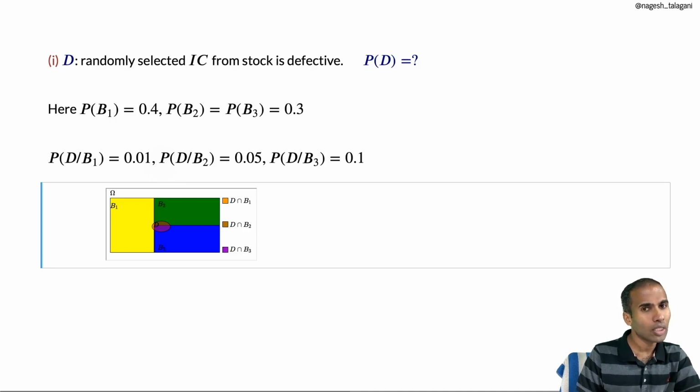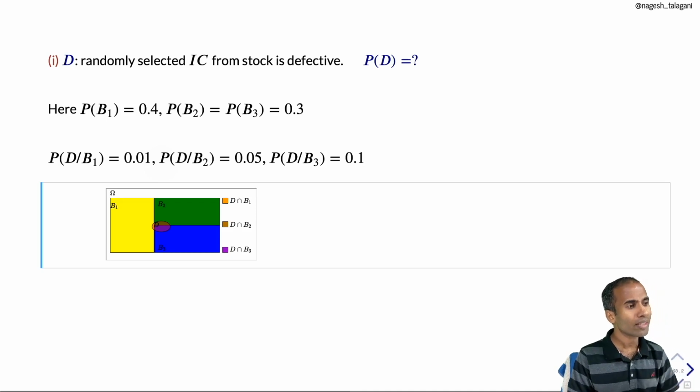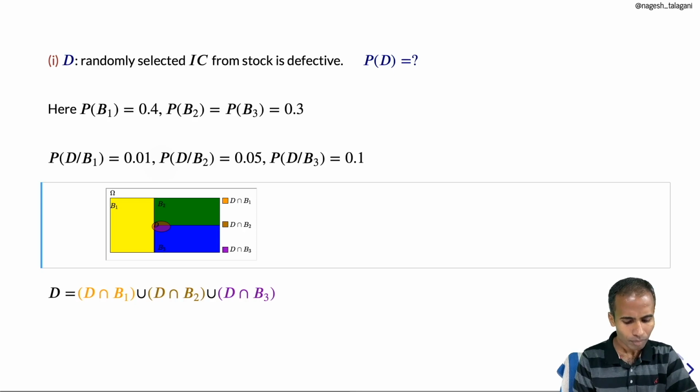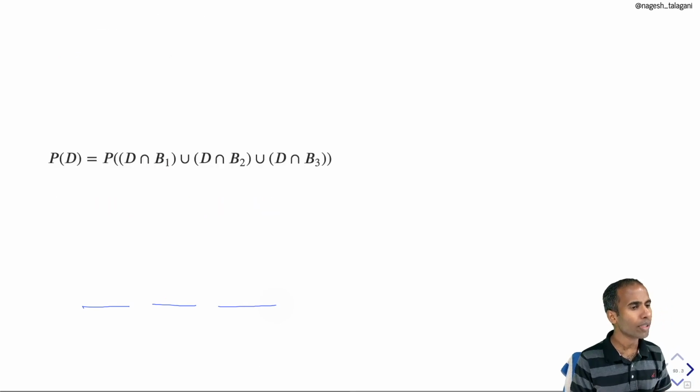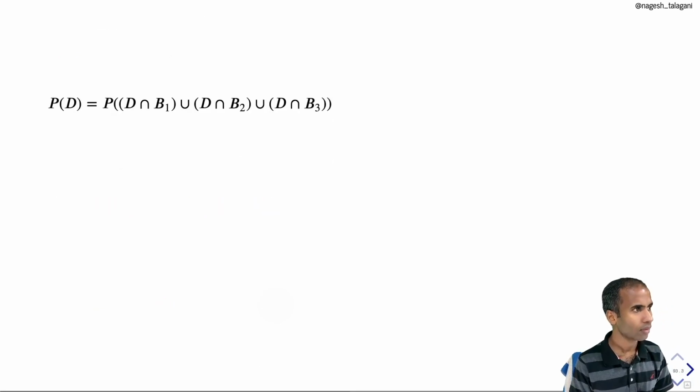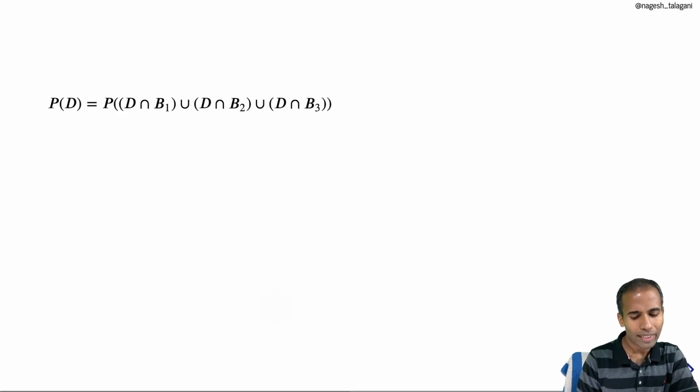So as you can see, D is the union of three portions, the orange portion, the brown portion and the purple portion. So we can write D as D intersection B1 union D intersection B2 union D intersection B3. As you can see from the picture, D is the union of these three portions. Now the probability of D is going to be the probability of the right hand side.